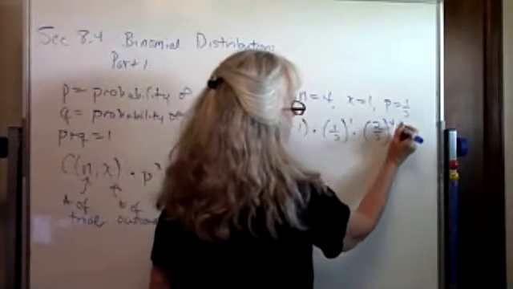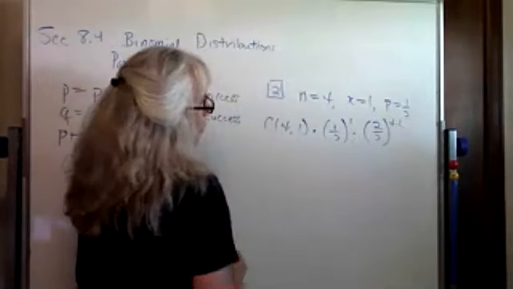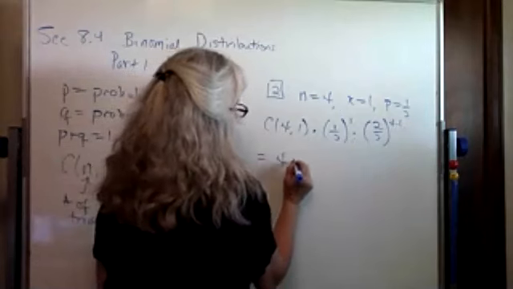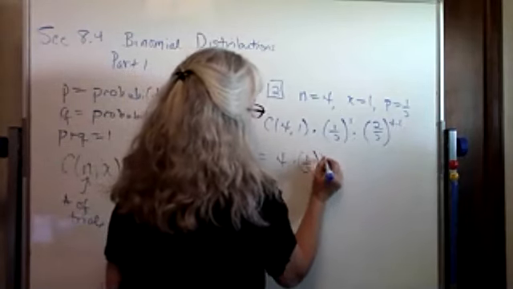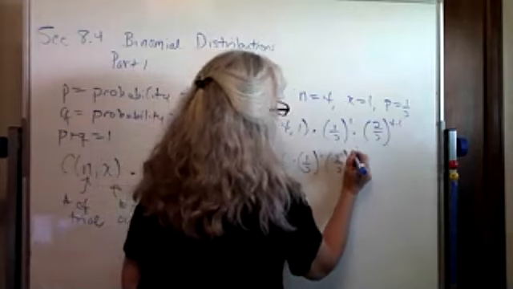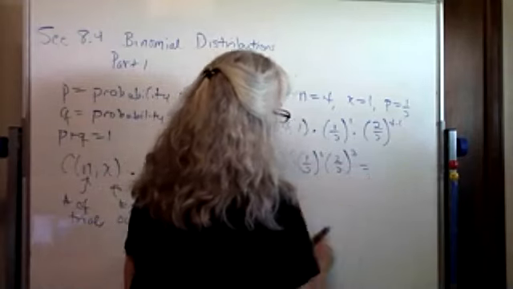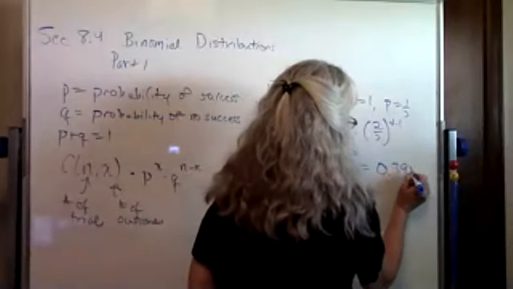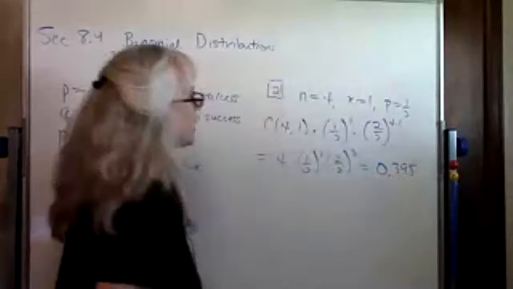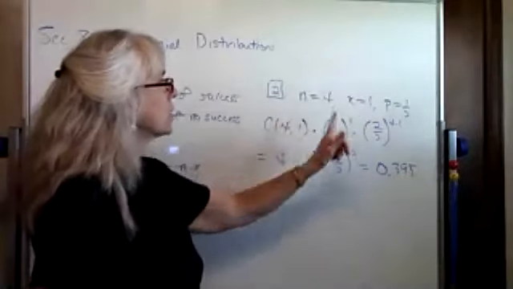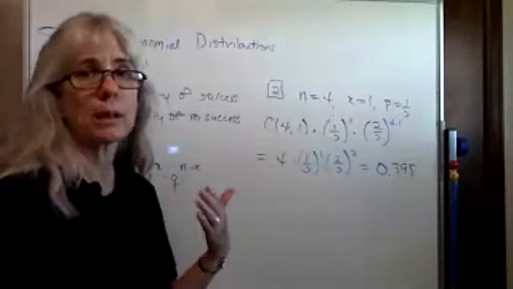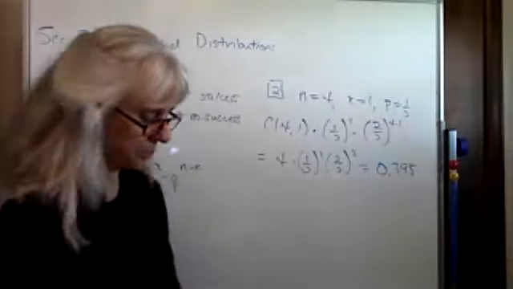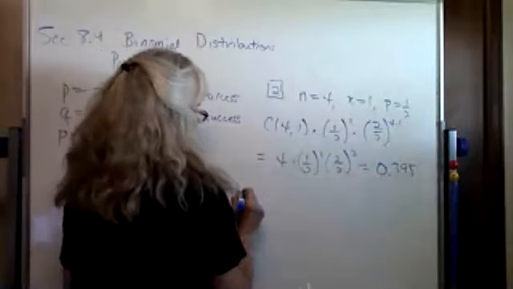Normally, I'll just subtract that automatically, I won't write it out. So that's going to give us the combination of 4 choose 1, which is 4, times 1/3 to the first power times 2/3 to the third power. If you multiply that out on your calculator, you're going to get a nice decimal of 0.395. So the probability of getting one successful outcome amongst 4 trials, when the probability of an individual outcome being successful is 1/3, is 0.395.